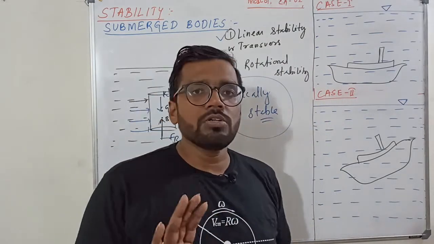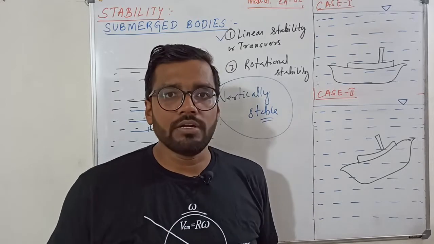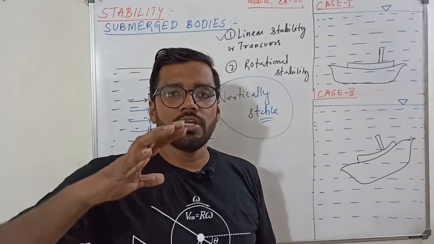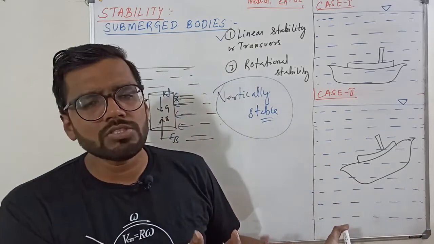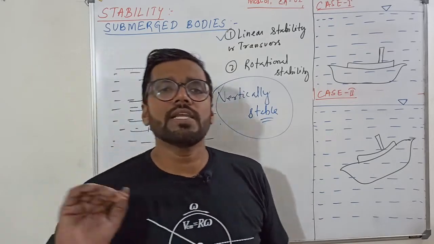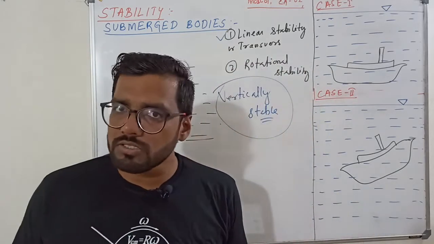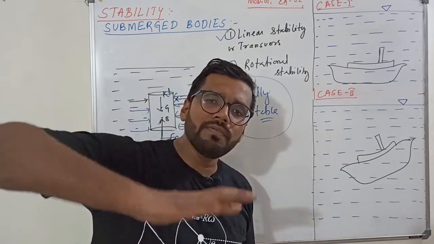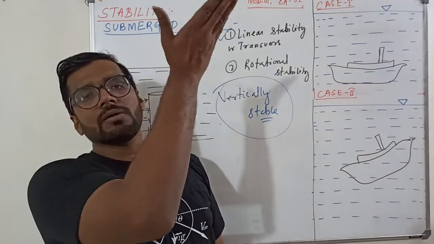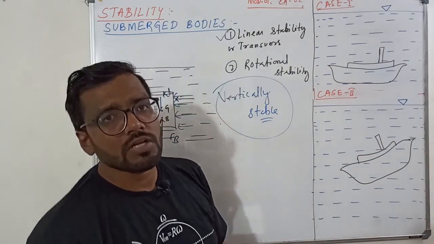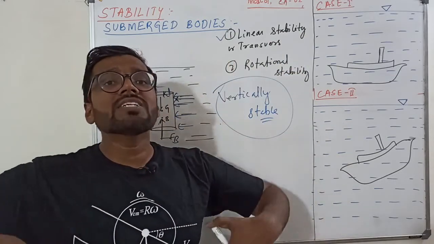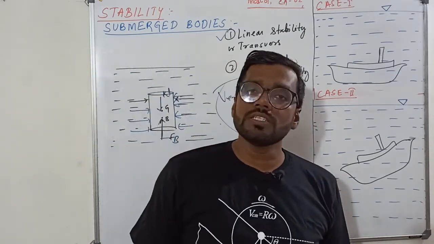Suppose you have a body which is buoyant, meaning the density of the body matches the density of the fluid. You just leave it and it will come to the neutral position. Similarly, suppose a body whose average density is less than the density of the fluid will float. You apply force to submerge it, and as soon as you lift the force, it comes back to the free surface and starts floating. That means it has also attained vertical stability.